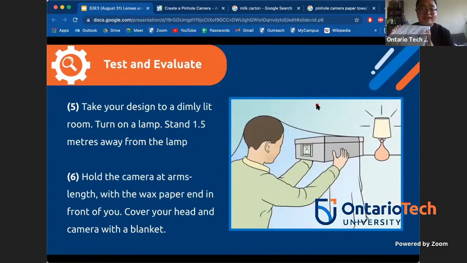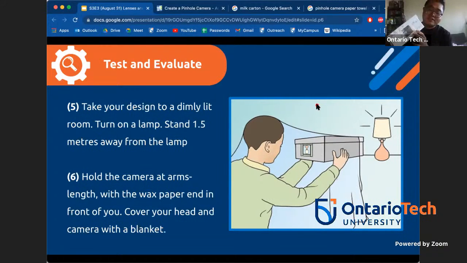And this is sort of our test and evaluate phase. So this is the prototype. Parchment paper should work. It has very similar properties as wax paper. It's translucent and it should be able to work. Wax paper is probably the best as it does have a more translucent appearance to it. You can try parchment paper. You can try different kinds of paper on your pinhole camera and test it out and see what kind of image quality you get.